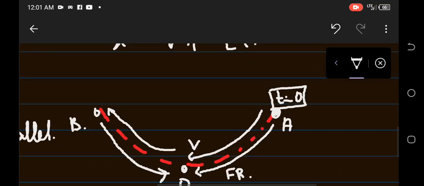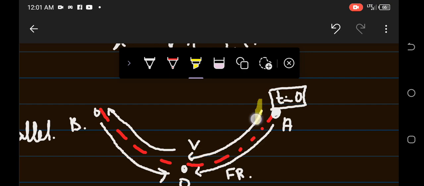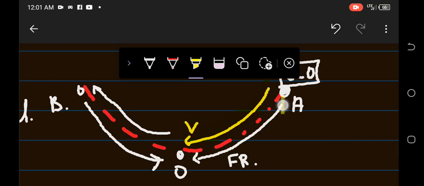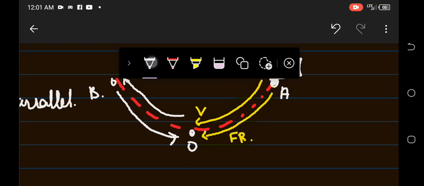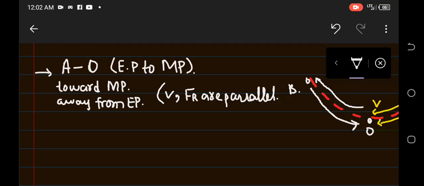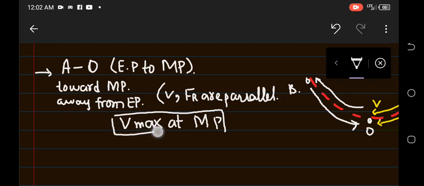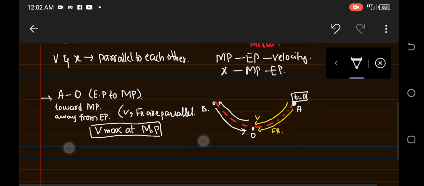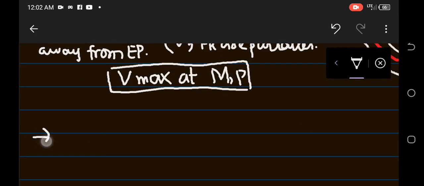Here you can see, if I'm taking velocity from extreme to mean, then we know the direction of the restoring force is also towards the mean position. So the restoring force is in the direction of velocity, and these both are parallel to each other. This means we can identify that velocity is maximum at the mean point. Where is velocity maximum? At the mean point.